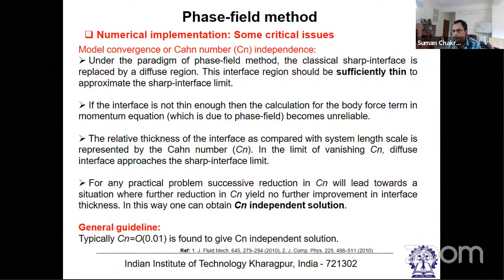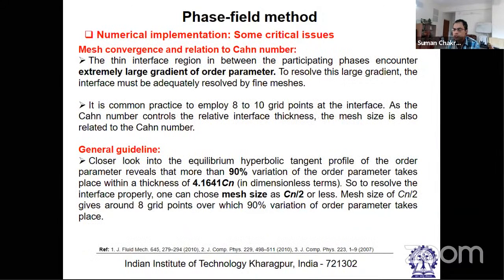At the same time, it is not unduly thin, so that it does not lead to computational complexities in terms of large computational time or computational resources required. Now, if you consider the interface region, normally to capture the gradients of the interface, it is a common practice to use 8 to 10 grid points.